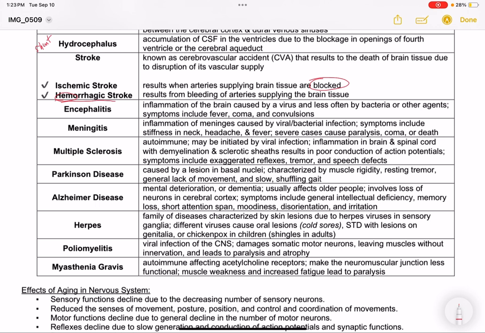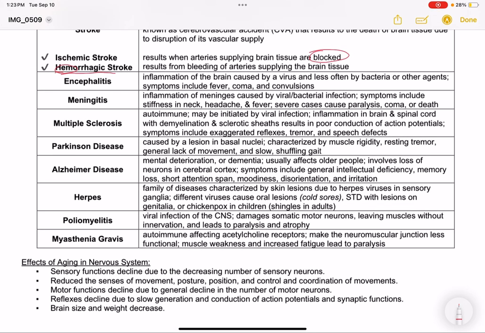Okay? So, herpes, family of disease characterized by skin lesions due to herpes viruses. So, in sensory ganglia, different viruses cause oral lesions or cold sores, ang singaw, tama. STD with lesions on genitalia or chickenpox in children. Or ang shingles, yung ginatawag in adults, so daw rashes na siya, ng gabasa-basa, ng tumpok-tumpok. Okay? So, iba ang chickenpox ha, iba ang shingles. So, may pagka-different sila, pero iba sila. Okay? So, may mga ginatawag na herpes zoster, amo na siya nga mga virus. So, tendency, the rashes na siya nga, laway gid.